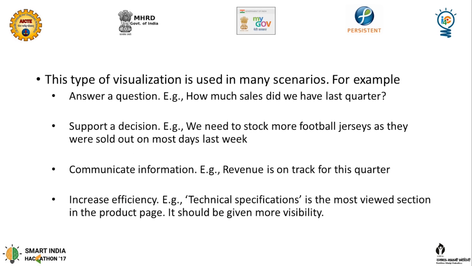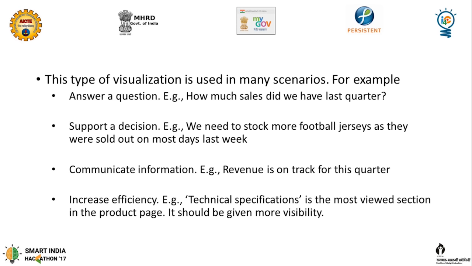This type of visualization is used in many scenarios. For example, to answer a question like how much sales did we have last quarter, it can be answered very fast, and similar questions. It can support a decision to take some action in the future. For example, we need to stock more football jerseys as they were sold out on most days last week. Based on that, you can increase or decrease your stock of the football jerseys.